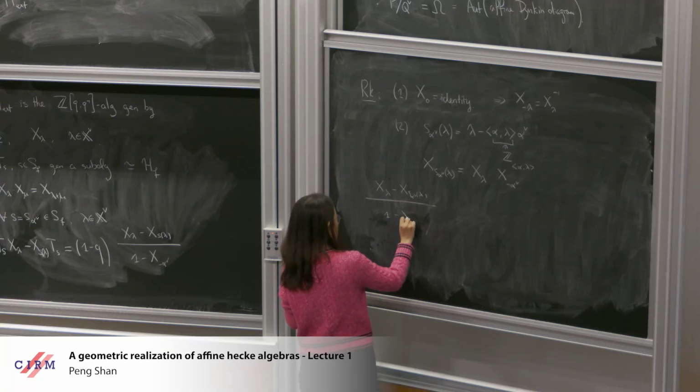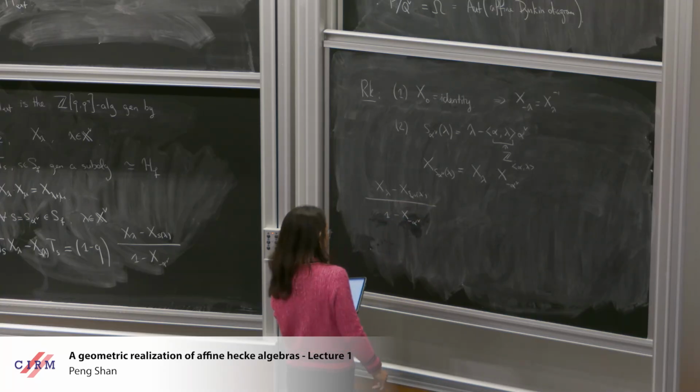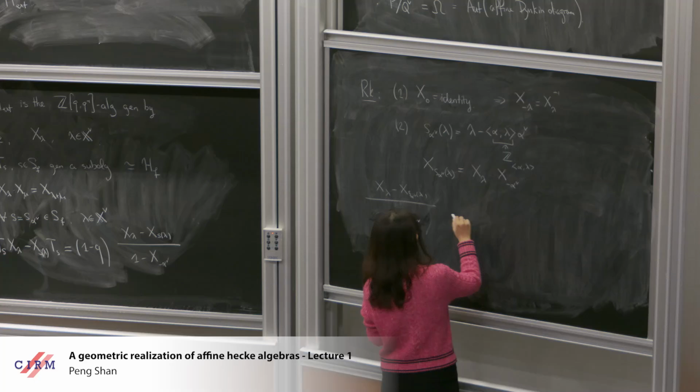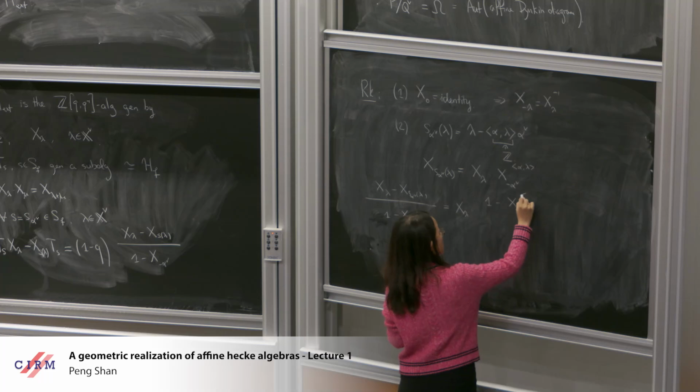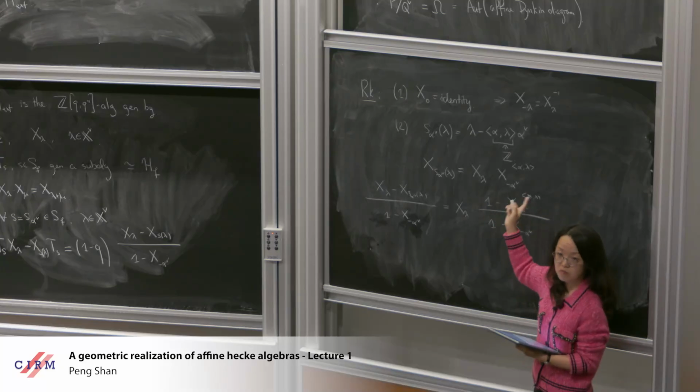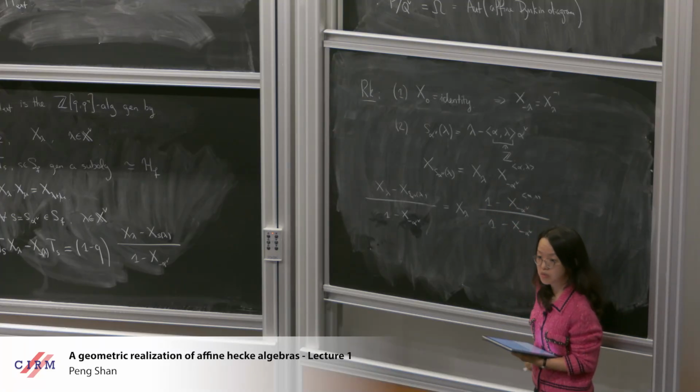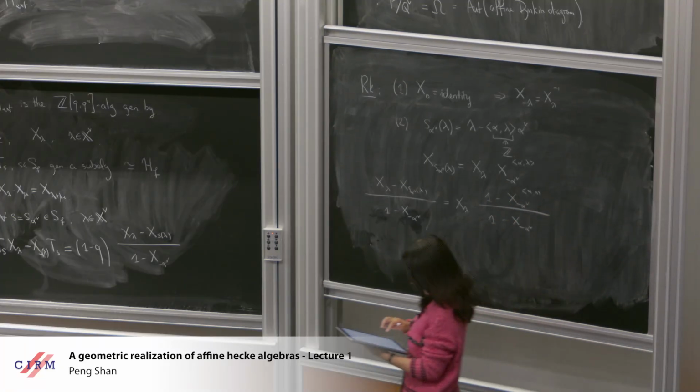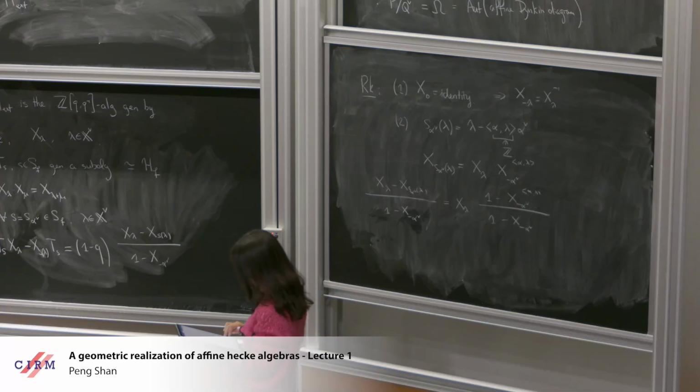And now you can interpret this difference like 1 minus x minus lambda check as x lambda times 1 minus... And this makes sense if you develop this.